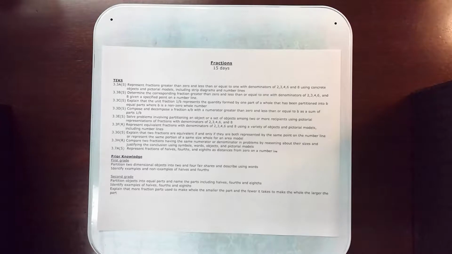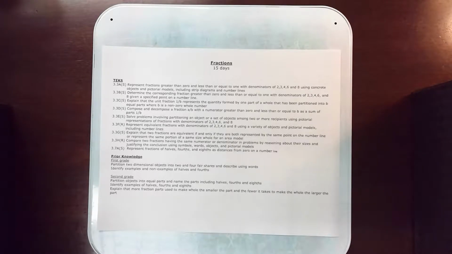So the first 3 days that you will be teaching fractions, you're going to be dealing with introducing fractions, talking about equal fair shares, and describing how to write the numerator and the denominator, which is our fraction notation, and using manipulatives to explore fractions.